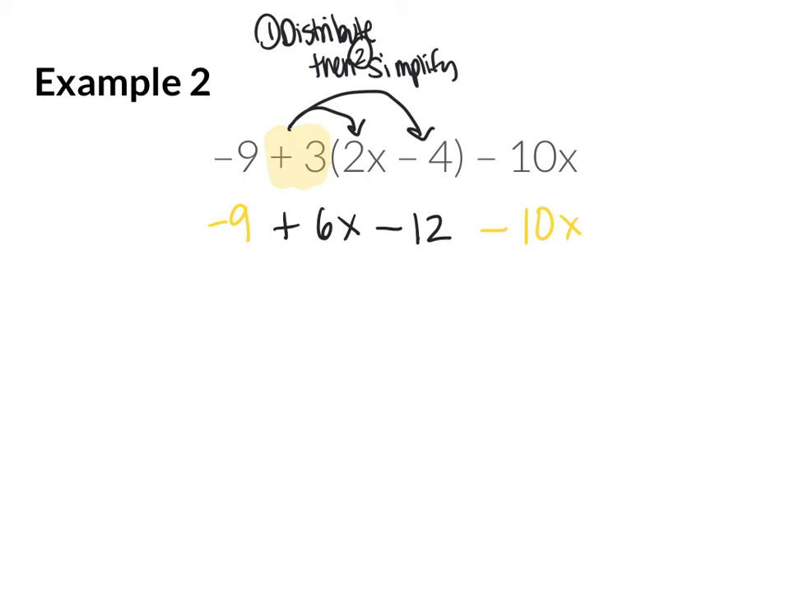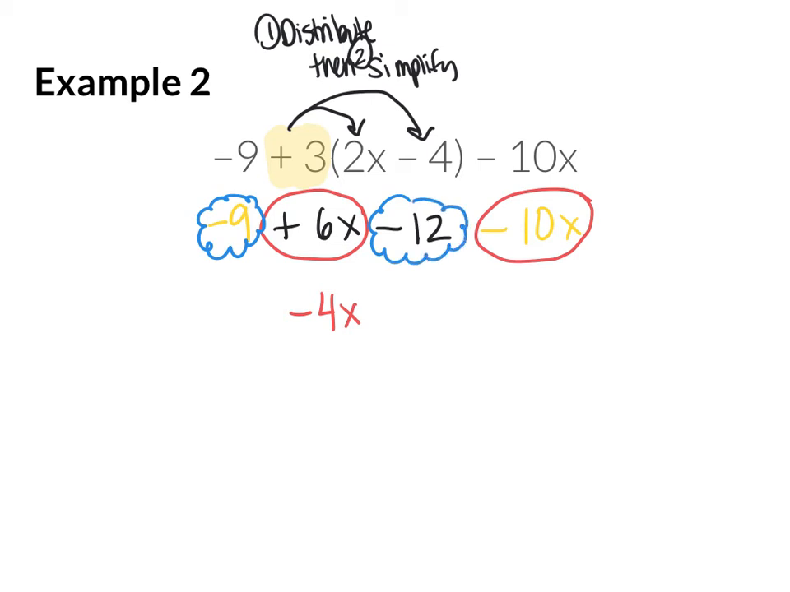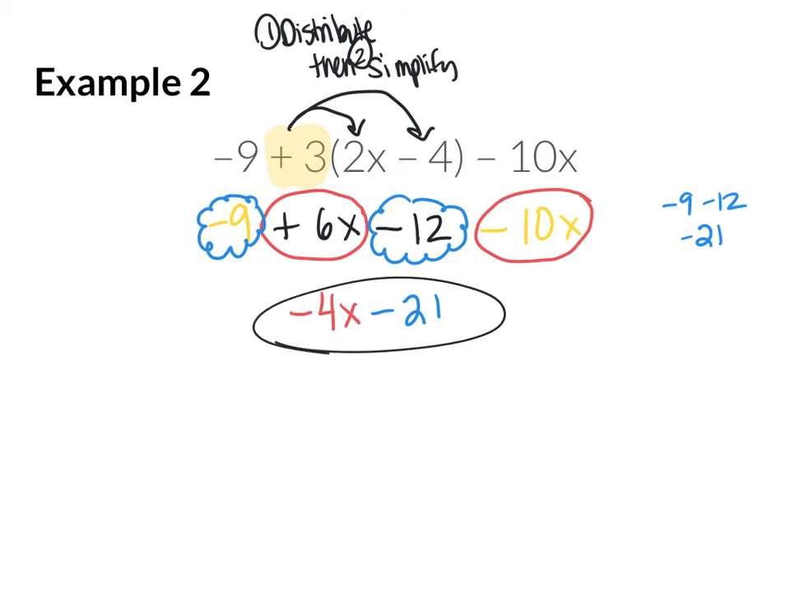When I go to simplify it, I combine my x's together. Positive 6 and negative 10 give me negative 4x. And then I combine my constants, my numbers without variables. Negative 9 and negative 12, the signs are the same, so I add them and get negative 21. So my final answer is negative 4x minus 21.